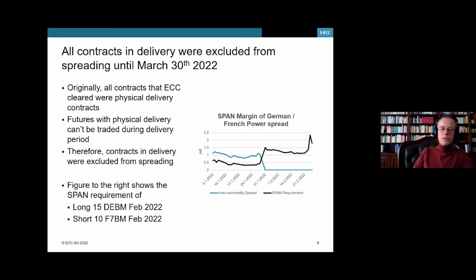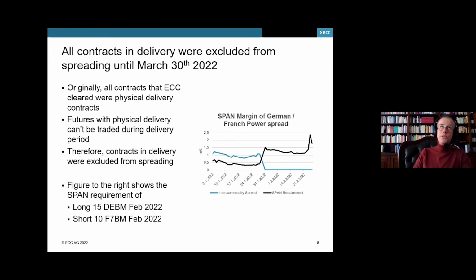The issue was that all contracts in delivery were excluded from spreading until March 30th of this year. Why had we done that? Well, initially, all the contracts ECC cleared were physically delivered contracts. If you have a physically delivered contract, there are 2 issues. They can't be traded during the delivery period, so you don't have any prices. You don't have any variation margin, so there's not so much you can do about them. So therefore, they were just excluded from the spreading.